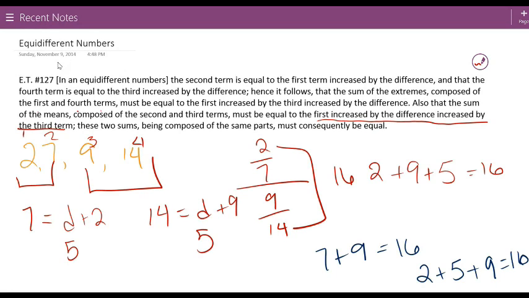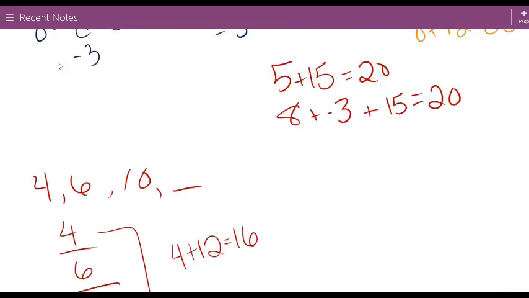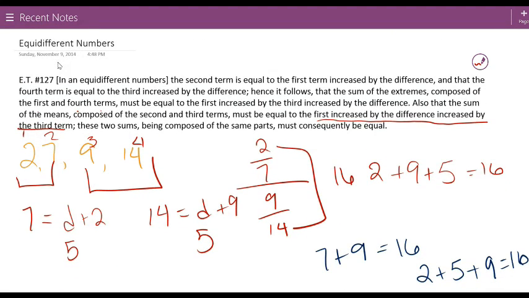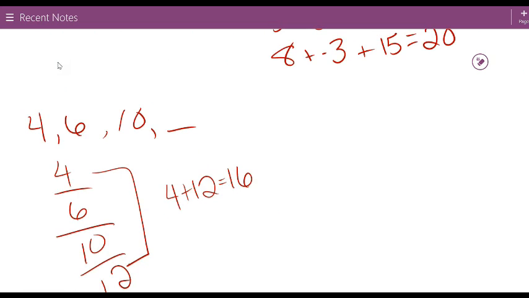I'm not sure if something like that would work with the other conditions. Let's go ahead and check. The sum of the extremes composed of the first and fourth terms: in this case we have 4 and 12 equals 16. Now let's see what we have. It must be equal to the first increased by the third increased by the difference. So 4 plus 10 plus 2 equals 16.